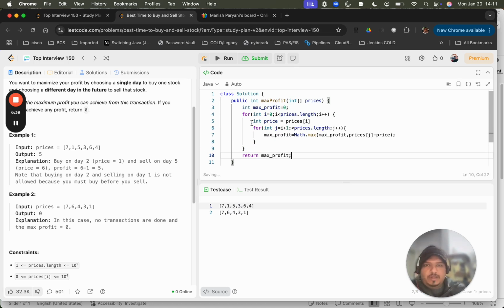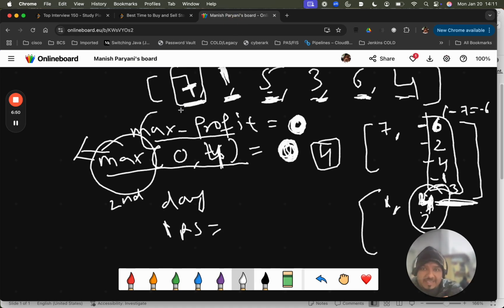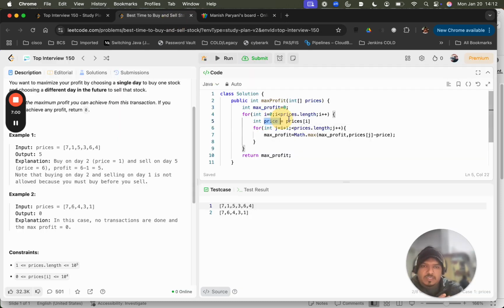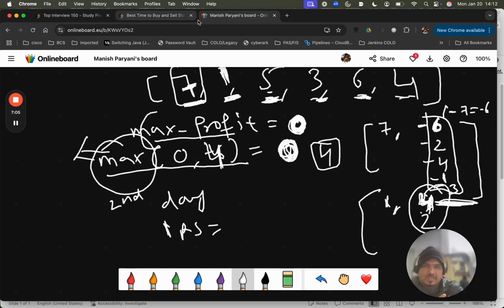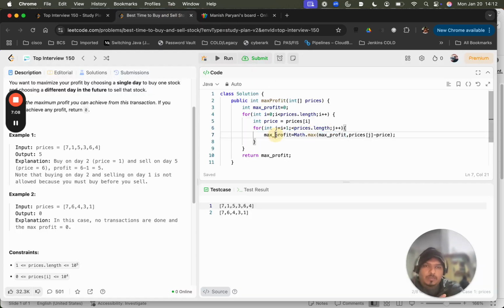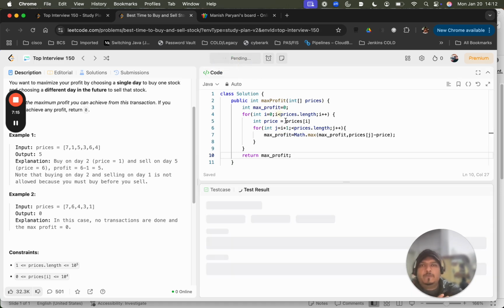If you see what we are doing here, we are first creating a variable, assuming that on the very first day our profit is 0. Then we are running a loop from here. We will take this value and try to sell on each day and keep track of maximum profit. Let's say on the very first day you bought at 7 rupees, then you run a loop to check with each day, and you keep the maximum profit in this variable, and at the end you return the maximum profit. This will solve our problem definitely.